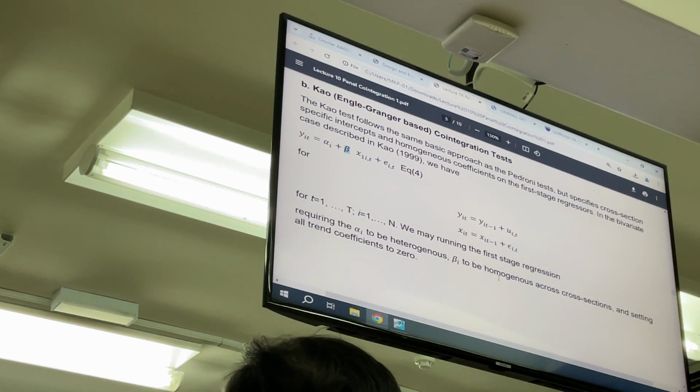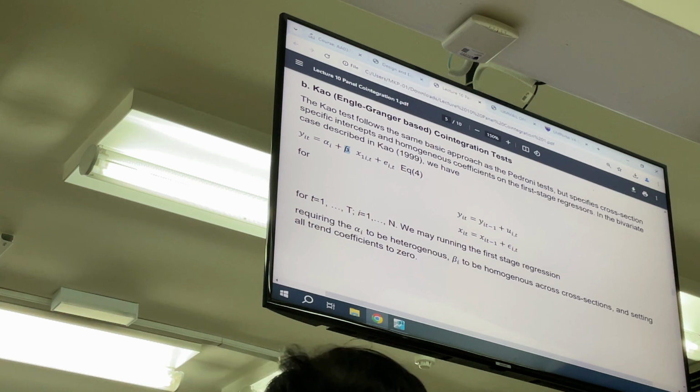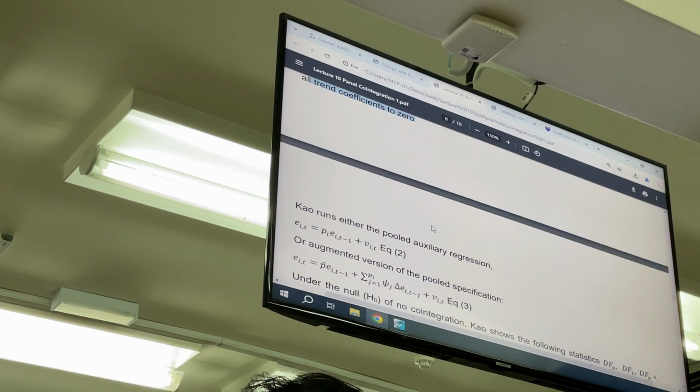So this one tries to modify the Engle-Granger test equation. This one is allowed to be heterogeneous, but the slope coefficient is assumed to be homogeneous. So pool the slope coefficient to be the same, and set all the trend coefficients to be 0. So this is under the Gao.